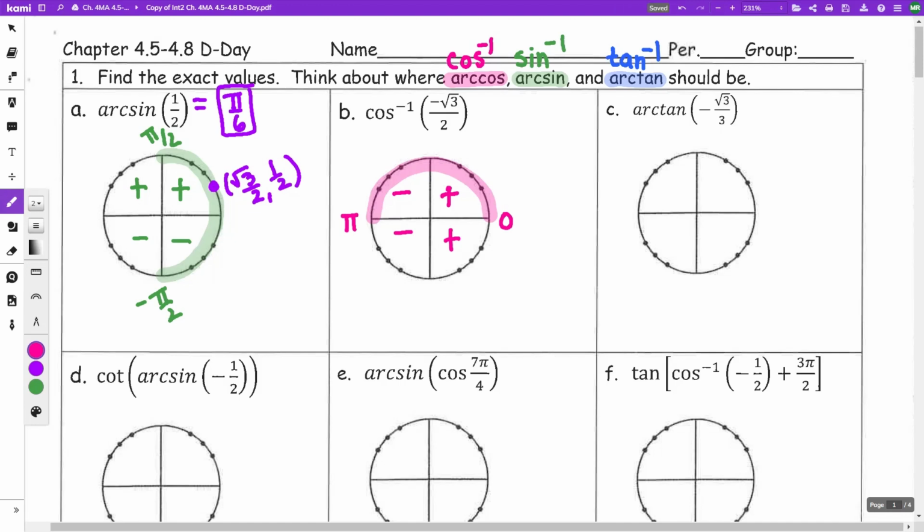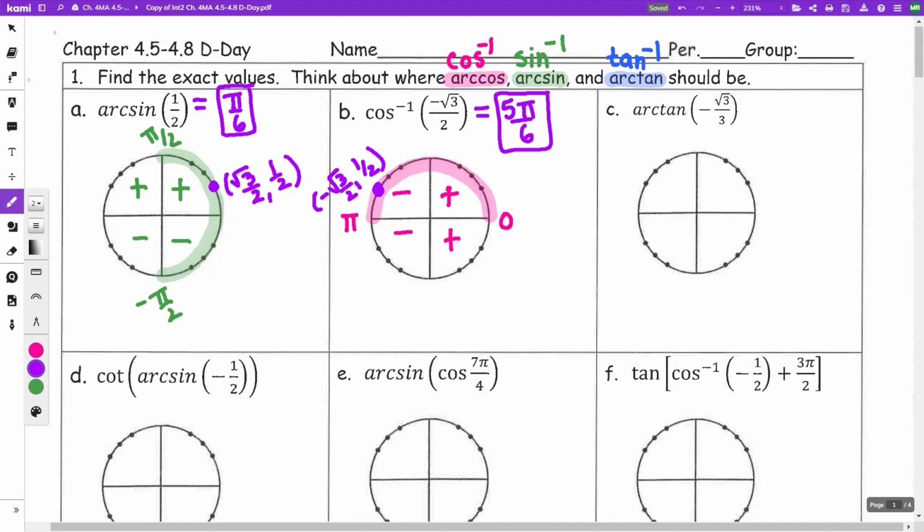And I want to see, where is my cosine negative root 3/2? Basically, where is my x coordinate negative root 3/2? And that's going to be here, because that point corresponds to negative root 3/2, comma 1/2. And the angle there, the radian there, is equal to 5 pi/6. So that is my answer.